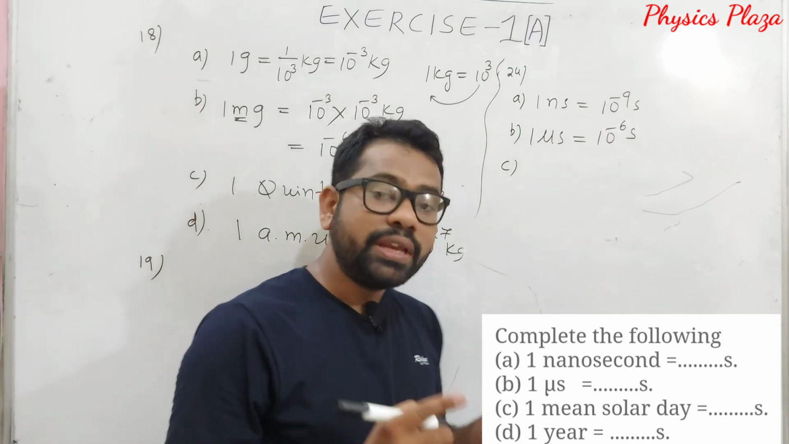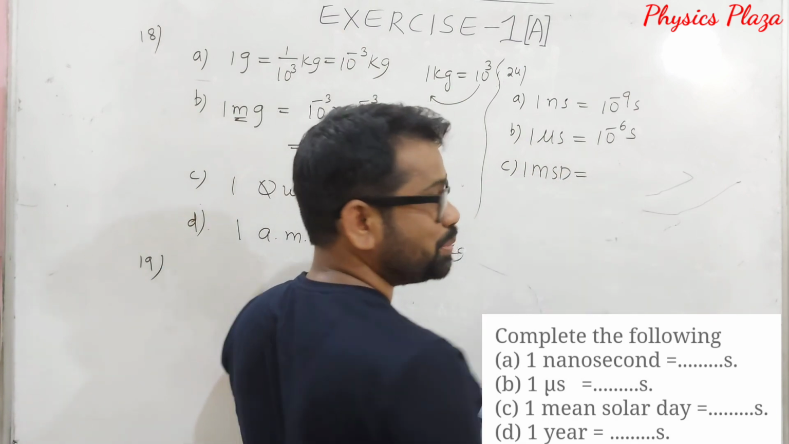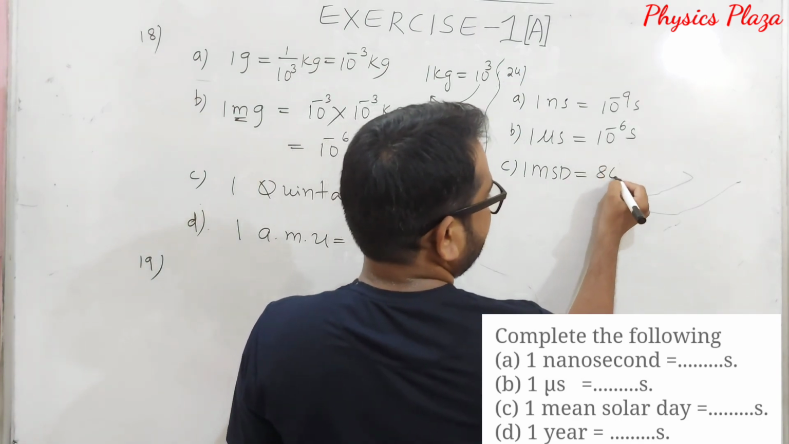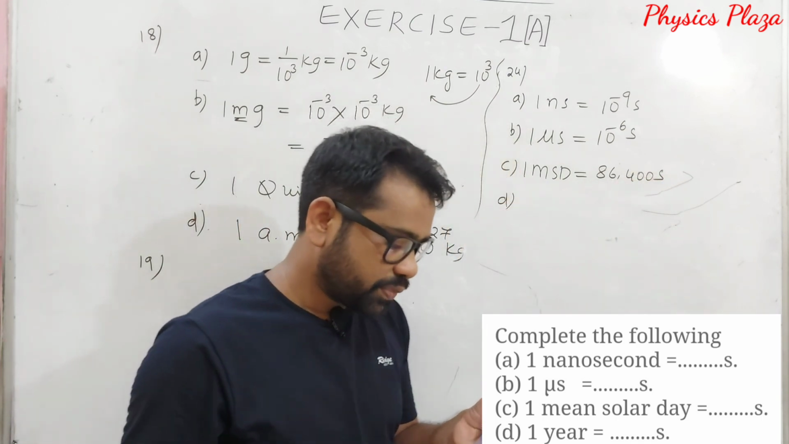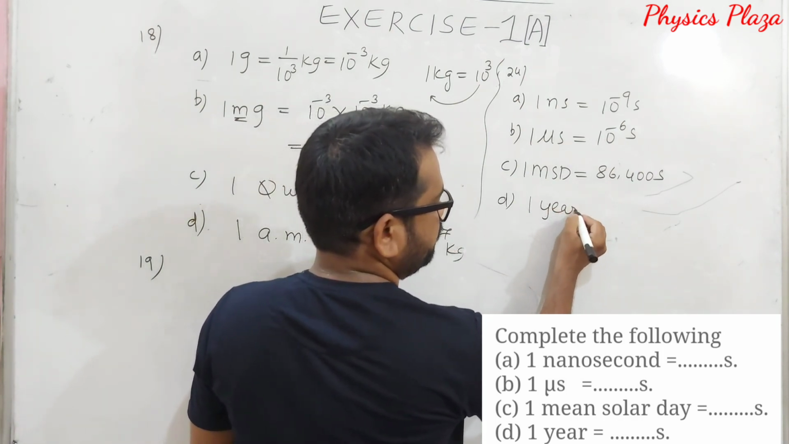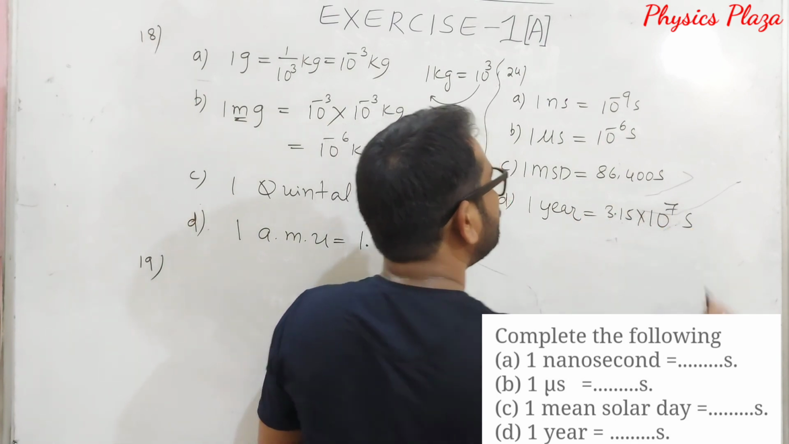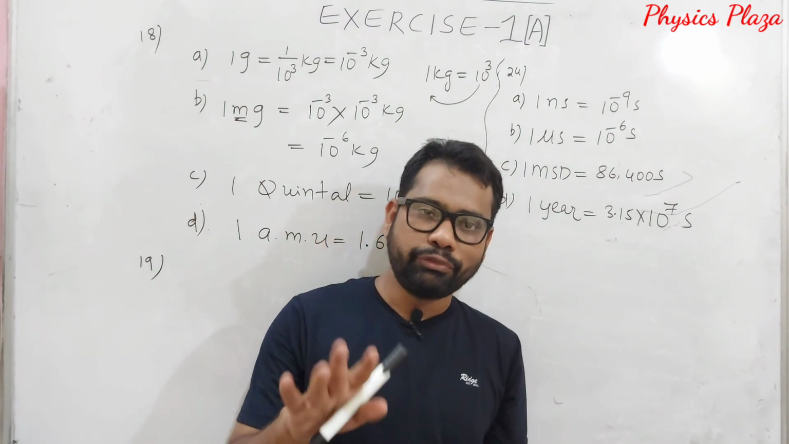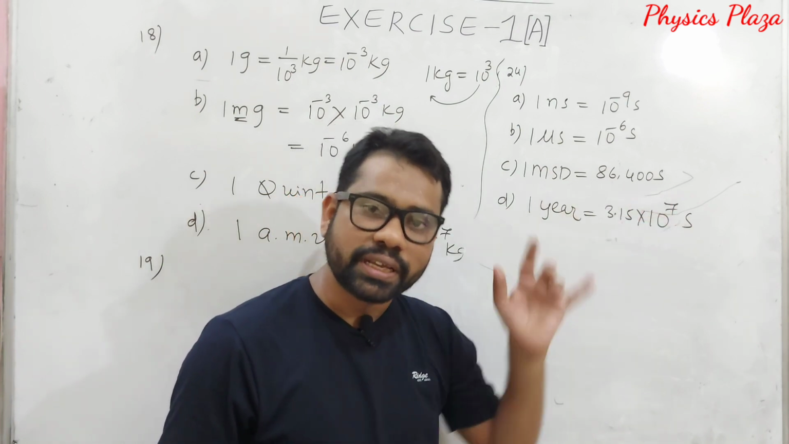C. 1 mean solar day is equal to how many seconds? 1 mean solar day, I can write like this, MSD. Children, as I told you, MSD means what? Not Mahendra Singh Dhoni. It is mean solar day, which is equal to 86,400 seconds. Last one. 1 year is equal to how many seconds? So children, 1 year is equal to 3.15 into 10 to the power of 7 seconds. Here you may get a doubt: sir, for a year should we take a leap year? It's not that. Just a normal year. 365 into 24 into 60 into 60. If you do it, you will get 3.15 into 10 power 7 seconds.